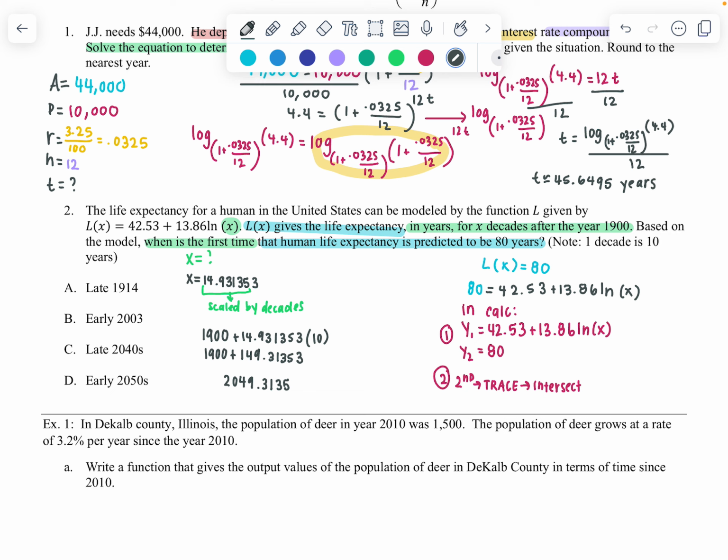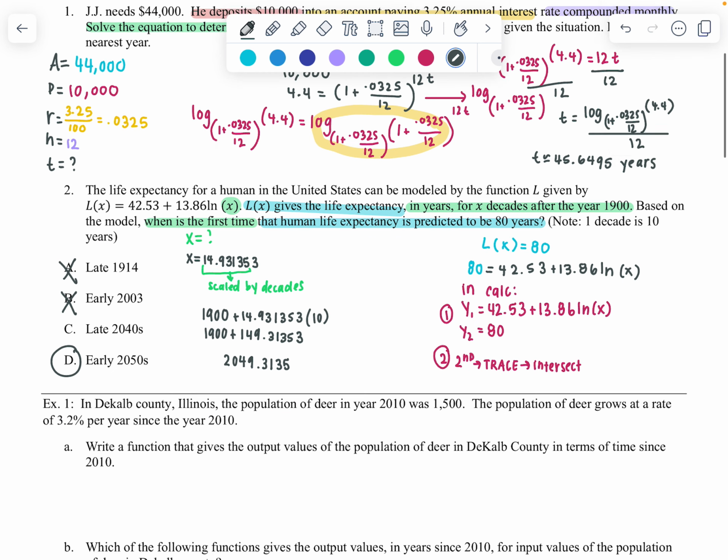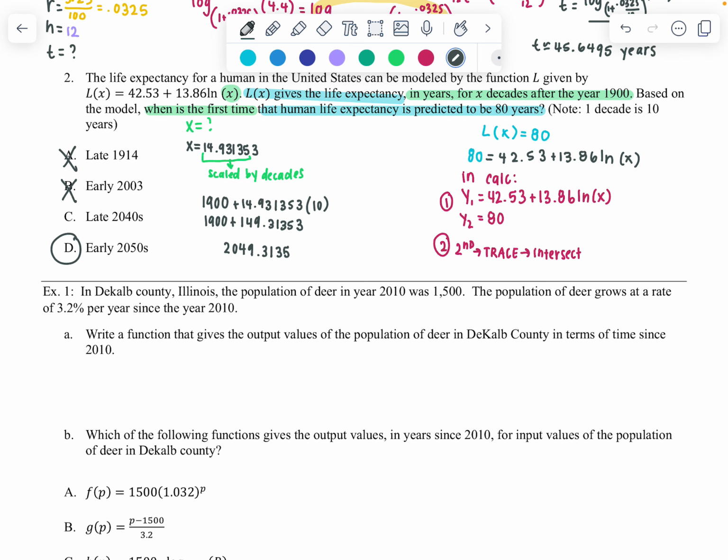So now let's look. This would not be the late 1914s. This would not be early 2000. This would be, well, it's rounding up, early 2050s. All right, good job. So now go ahead, pause the video, and attempt to do example number 1.